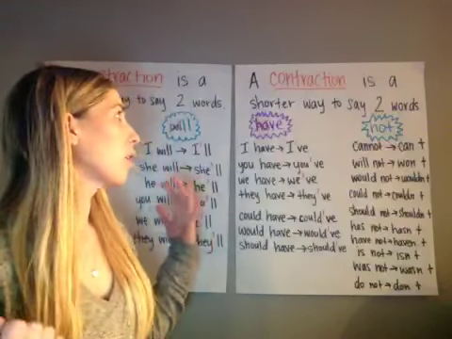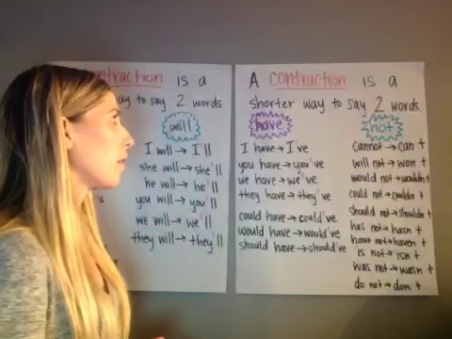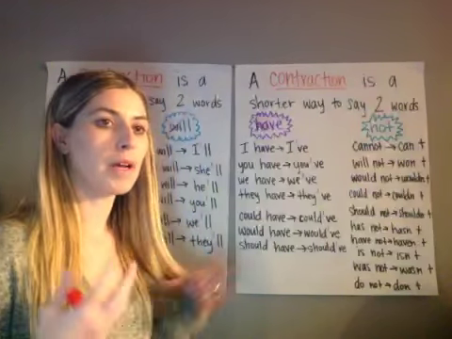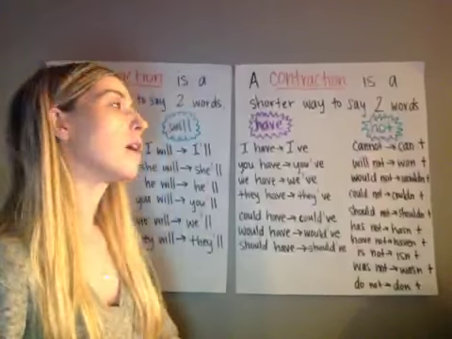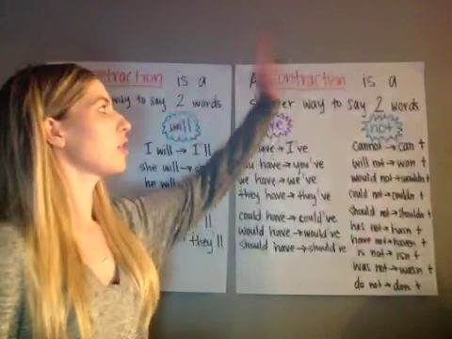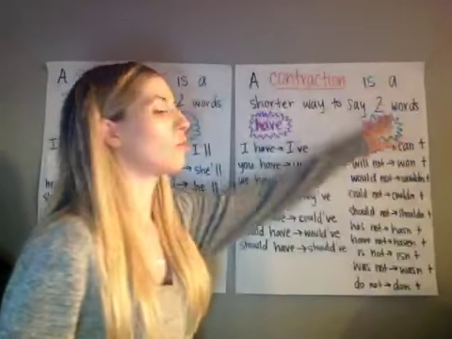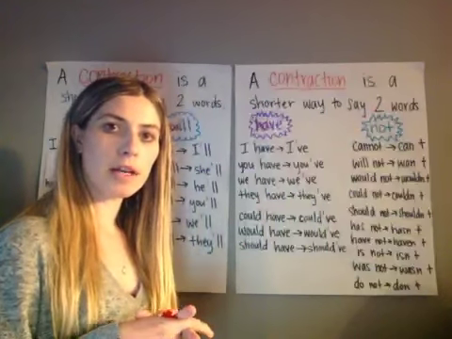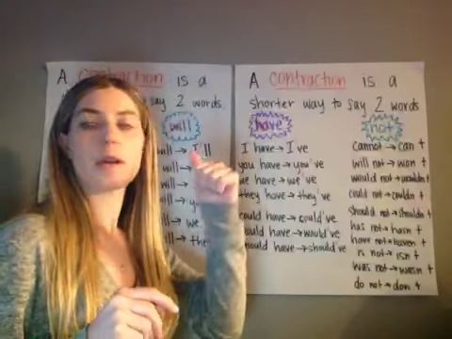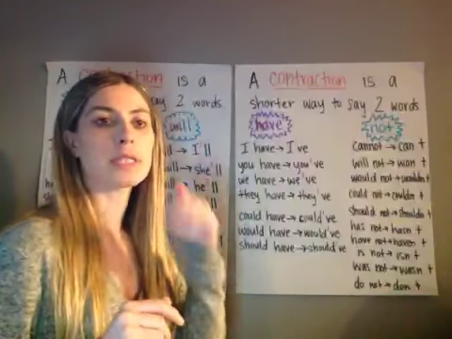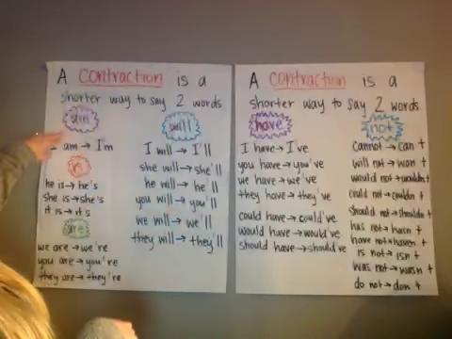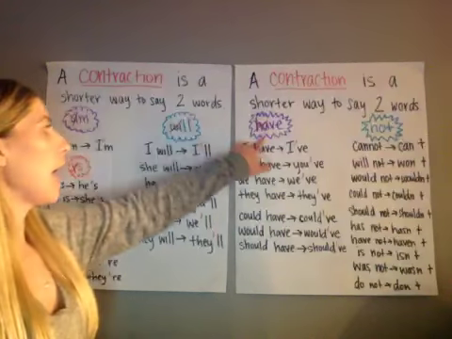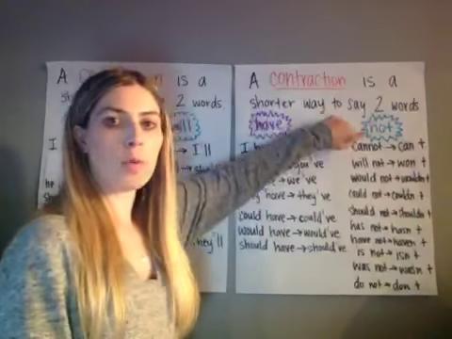So we are going even farther with contractions. We've been doing a lot of contractions and I have a chunk more to do with you today. So remember, a contraction is a shorter way to say two words. You smush them together and take out a couple of the letters of the second word and you put an apostrophe wherever those letters were taken out. We already did the words am, is, are, will, have. Now we're going to do the word not.